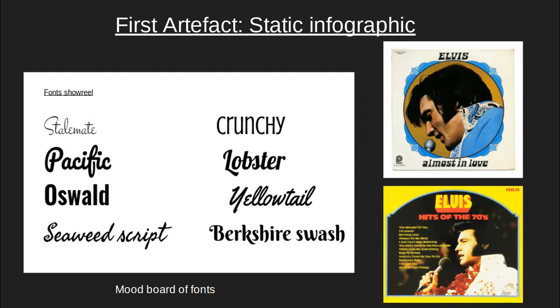Getting the typeface right as well is important, as you want to capture the time and date of when Elvis was around. Using modern fonts would capture the modern day, which is not what I want to show and represent. So typefaces such as here, Stalemate, Oswald, and Seaweed Script capture the fonts of the 60s and 70s, which was when Elvis was around and at his peak.